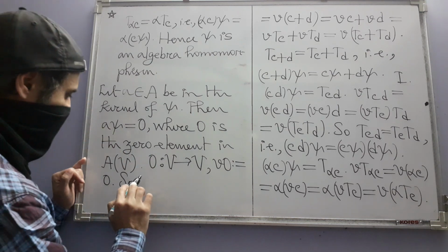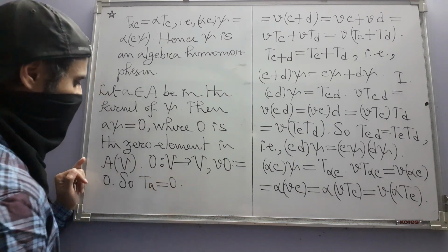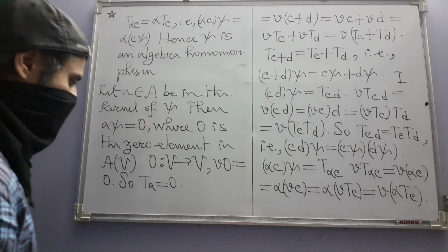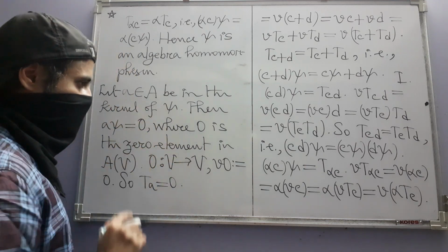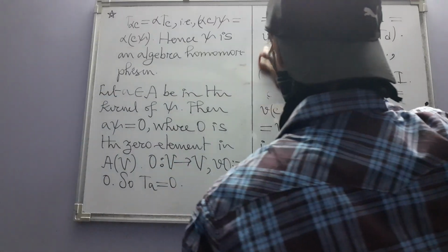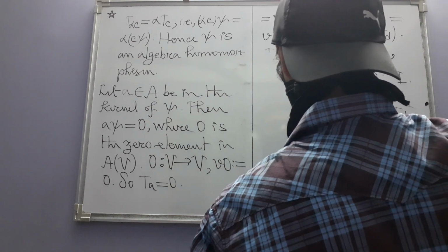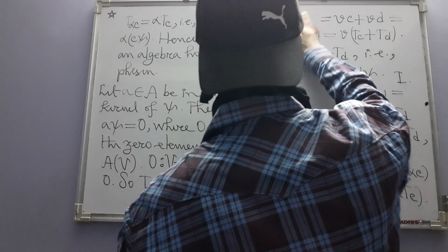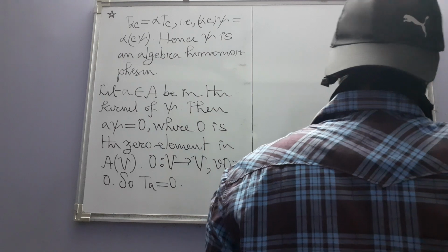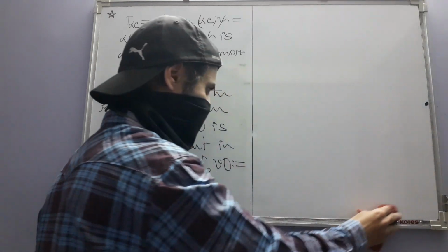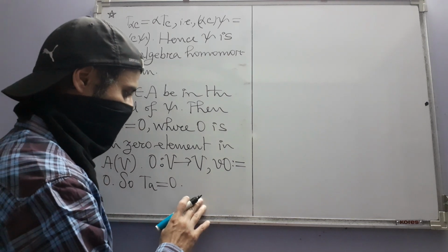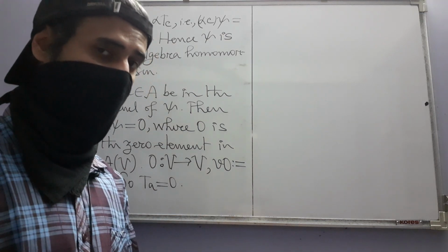So A psi is what? TA. TA equal to 0. So TA is the zero map. It's going to map everything into 0. But now do not forget that our algebra A is not any algebra, but it has a unit element. That fact now will be necessary to go forward. Without that, you cannot prove that it's an isomorphism. Such algebras which have unit elements are also called unital algebras.